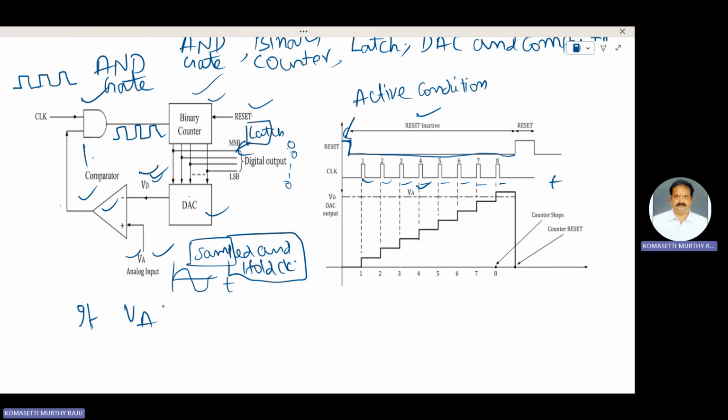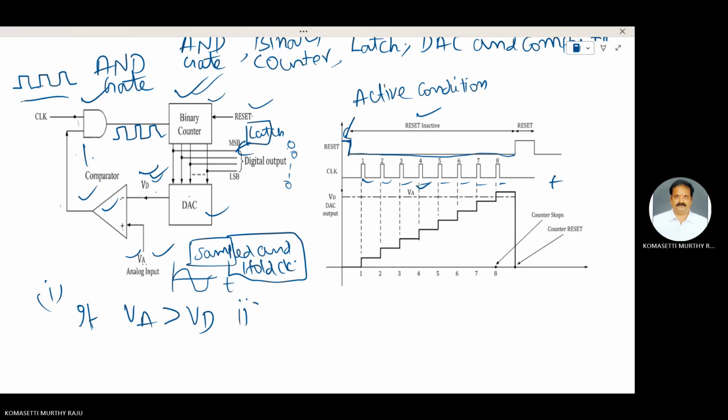If VA is greater than VD, the analog voltage that is the output of the DAC, meaning VA is connected to the plus terminal and VD is connected to the minus terminal, then the output of the comparator is 1. That means it becomes high and the AND gate is enabled. This AND gate is enabled to allow the transmission of the clock pulses to the counter. This is case 1.